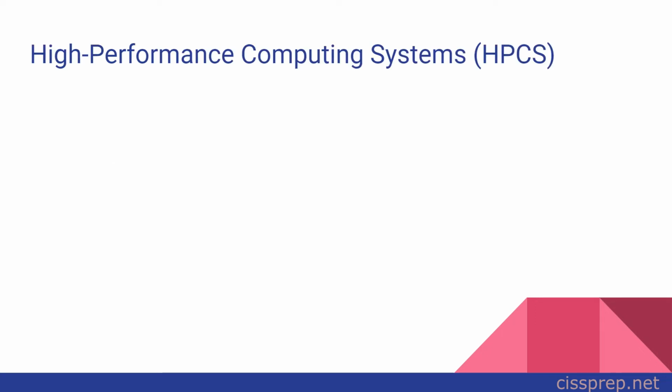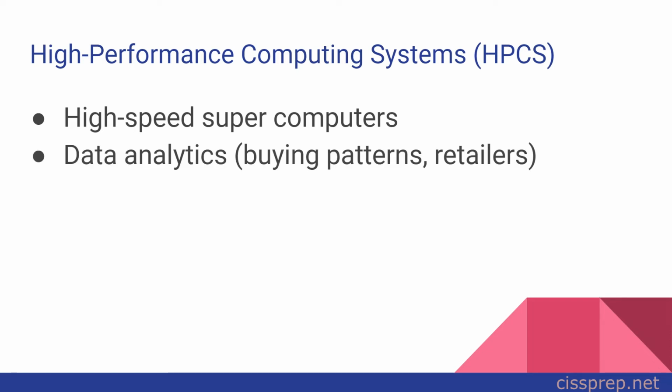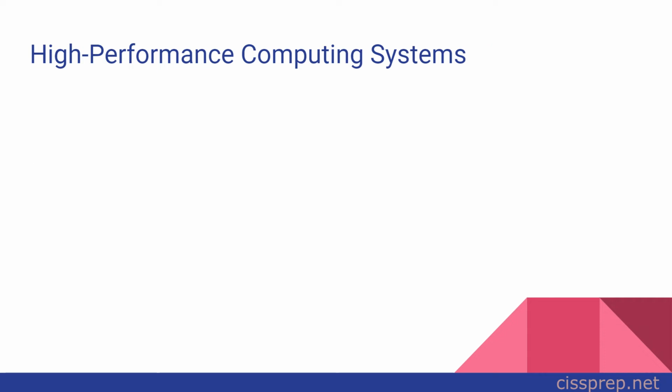High-performance computing systems refers to super high-speed computers. These are used for basically big data or data analytics to look at things like buying patterns of individuals so they can be sold to retailers. HPCs are used for cryptography, hacking, and cryptanalysis. ISC² talks about vulnerabilities and mitigations for HPC.